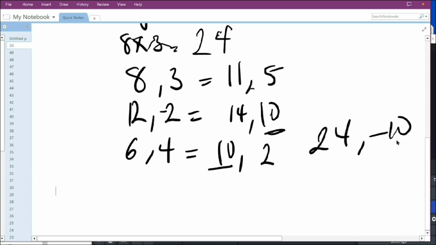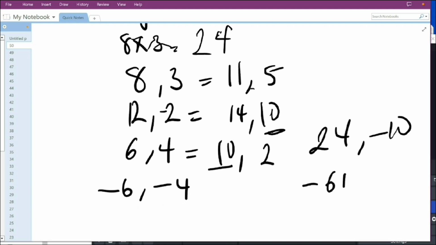For you to get a negative 10, at least one of them has to be negative. And for you to get a positive 24 when you multiply them, either none of them has a negative or both of them have a negative. So we have minus 6 and minus 4. Minus 6 times minus 4: minus times minus is plus, so 6 times 4 gives you plus 24. Then minus 6 plus minus 4 gives you minus 10.